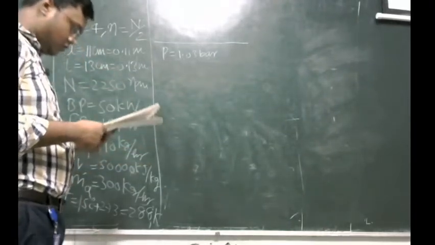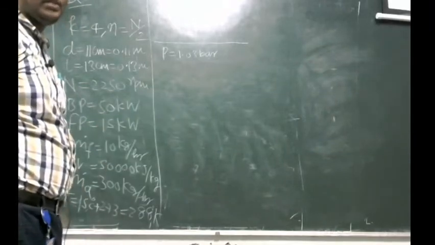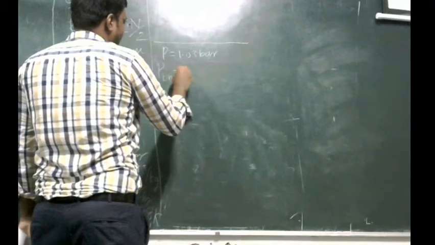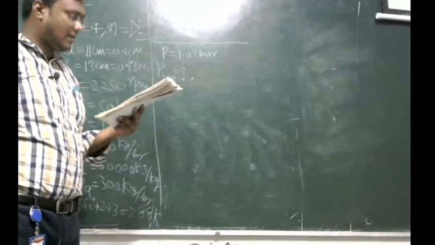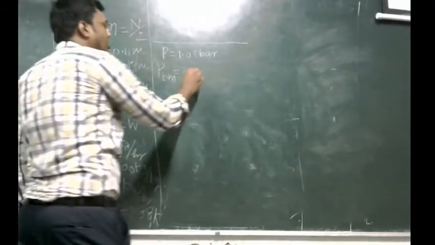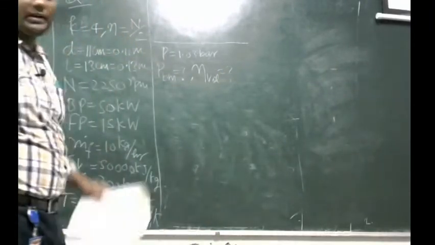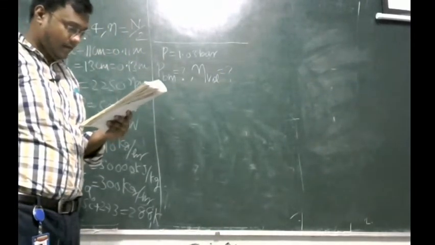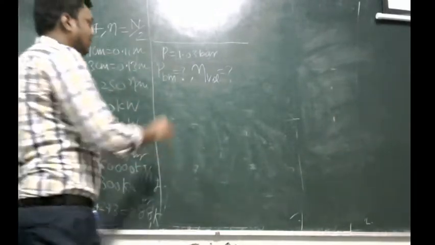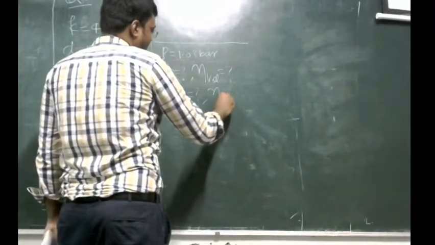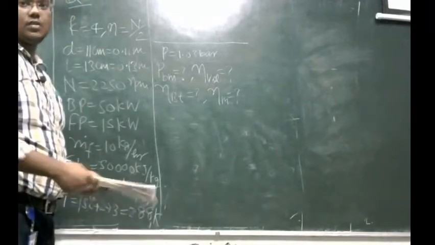The question asks about BMEP, that is brake mean effective pressure, and volumetric efficiency, eta volumetric. It also asks for brake thermal efficiency, eta BT, and mechanical efficiency, eta mechanical. Both are asked in the question. So we will solve one by one.